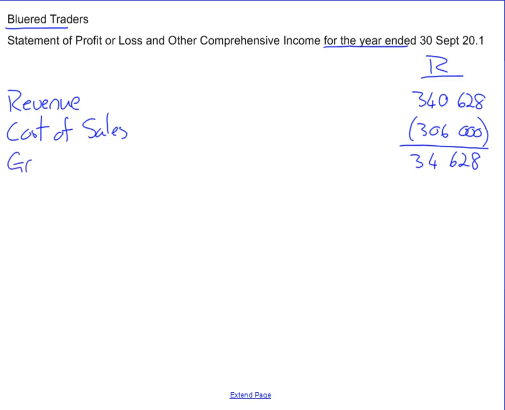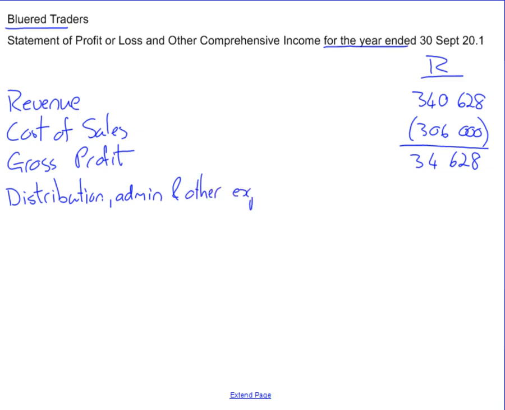So that is gross profit. Ladies and gentlemen, no abbreviations, please. You write this out in full so you get the full marks, and your heading must be perfect like mine is. Then we will do distribution, admin, and other expenses. And we're just going to list those now below. So the first one is going to be salaries and wages. Remember, this does not include the partners' salaries.